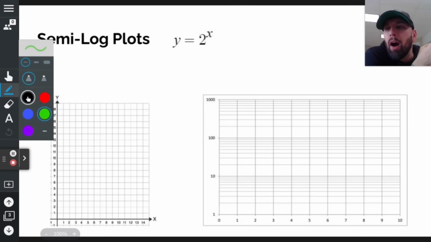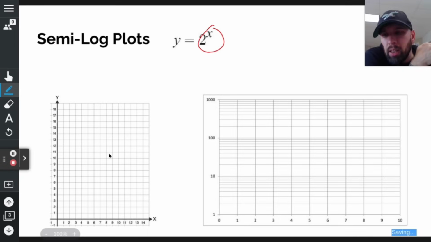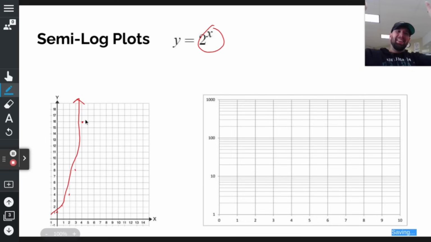We know that if I were to graph this on a regular coordinate plane, 2 to the x, and by the way, this is exponential. It's going to take an exponential or a logarithmic function and make it look like a straight line. So if I were to plug in 0, I'd get 2 to the 0th, which is 1. If I plug in 1, I'd get 2. If I plug in 2, I'd get 4. And if I plug in 3, I'd get 8. Can I fit 16 on here? I can. And so what we get is a very steep curve.